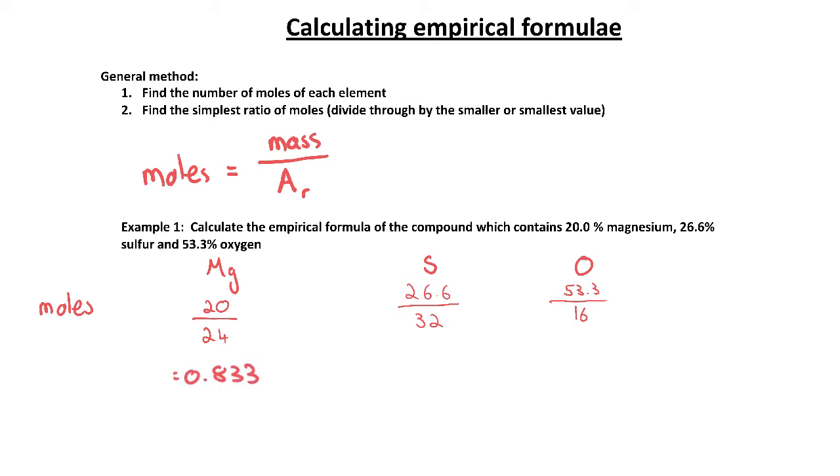If you use a calculator to work those out, that will give you 0.833 moles of magnesium, 0.831 moles of sulfur, and 3.33 moles of oxygen. So that's my first step. My first step was to calculate the number of moles of each element, so I've done that. My next step is to find the simplest ratio of moles, and I do that by dividing through by the smallest value.